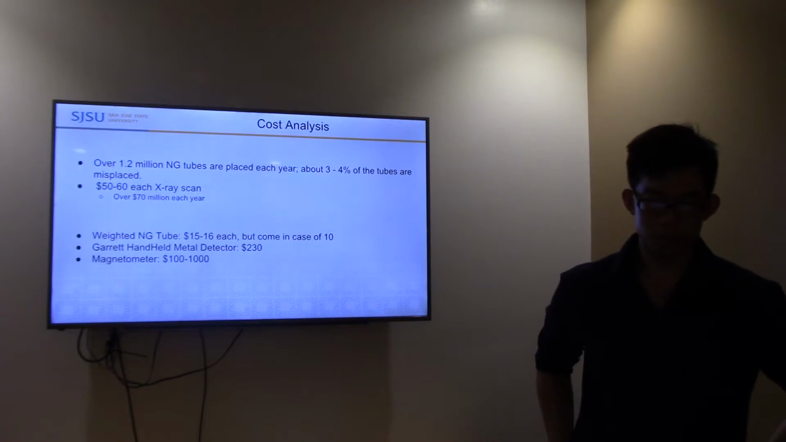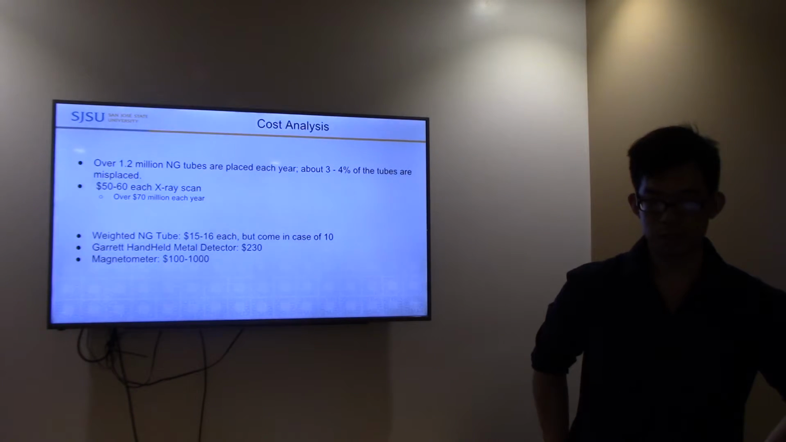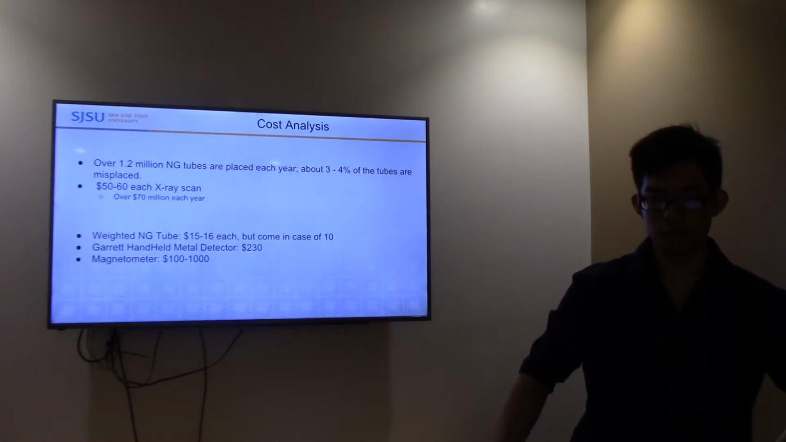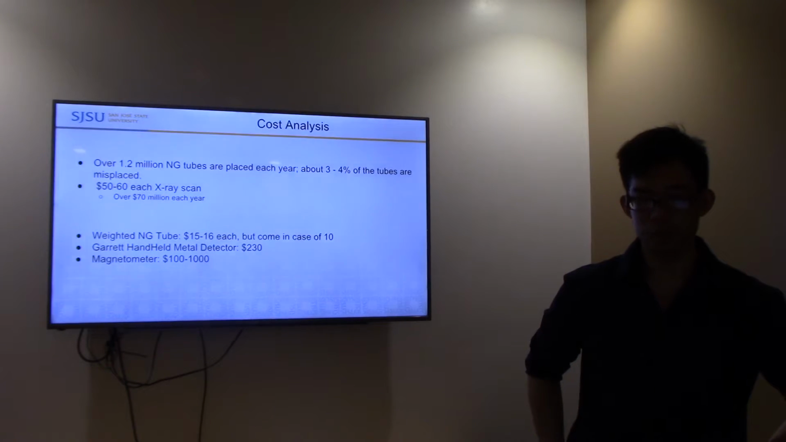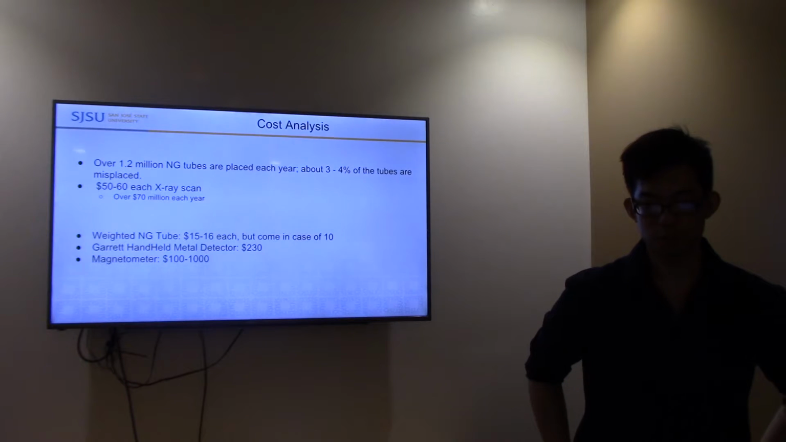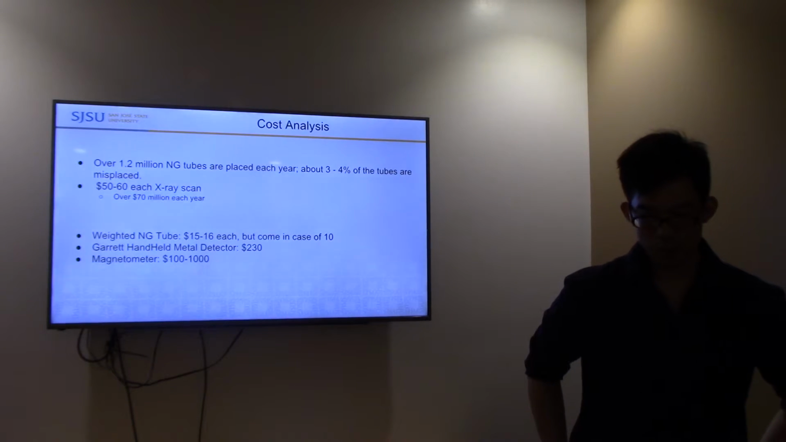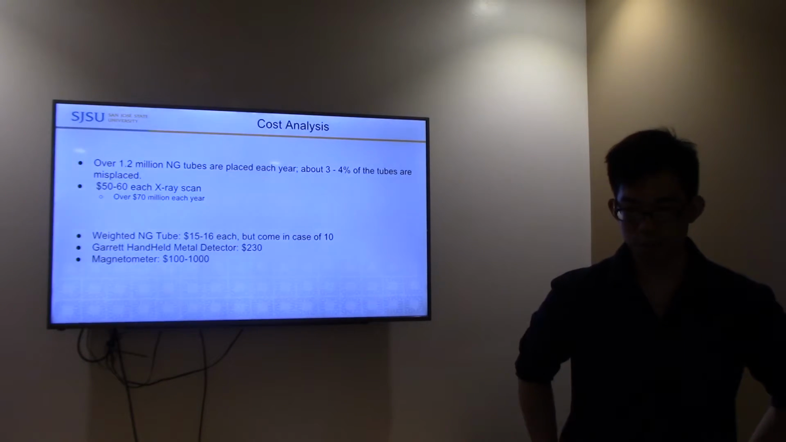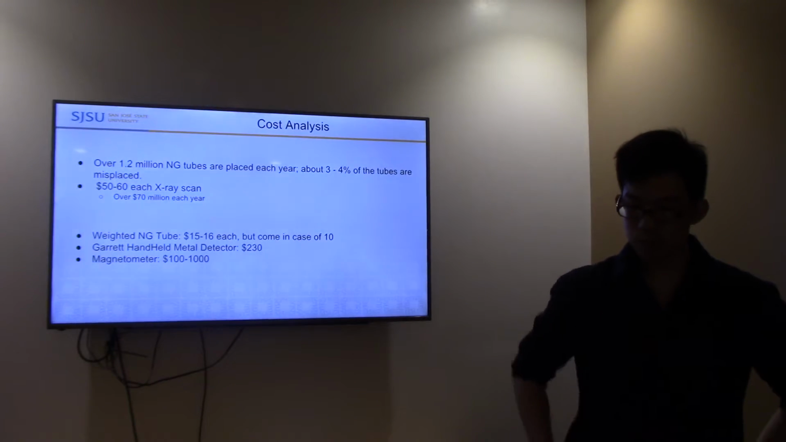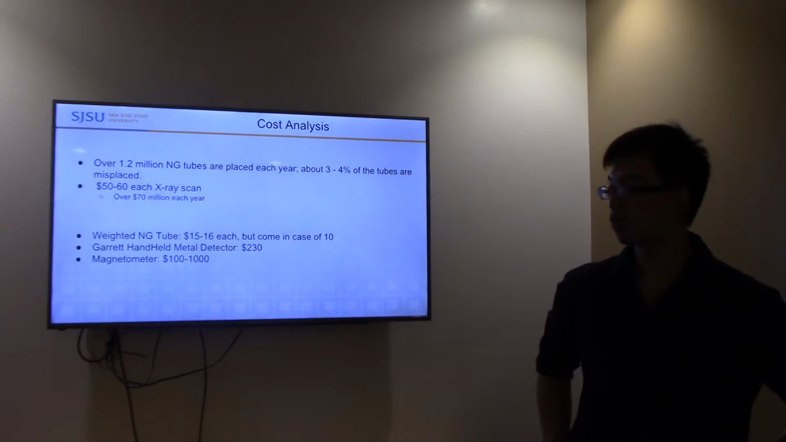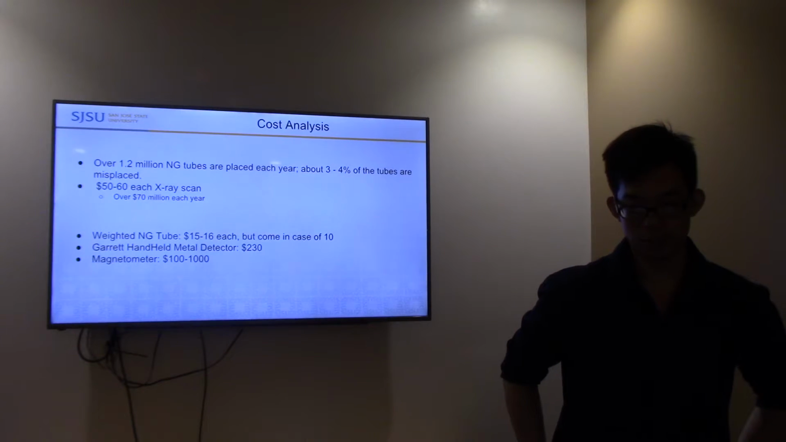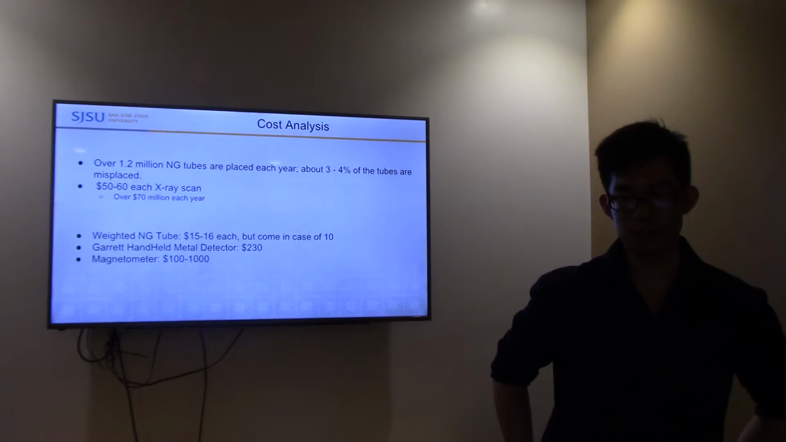The cost for this project: the NG tube costs around $15 to $16, but they came in cases of 10, so we had to buy from another source than the official website. The handheld metal detector is around $230, but we bought it at different sites as well, like Amazon, for a lot cheaper. The magnetometer costs around $100, but depending on how strong you want it to be and how detailed and accurate, it can cost up to $1,000.